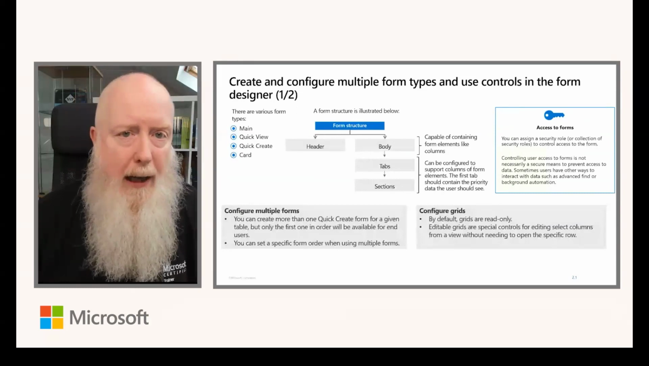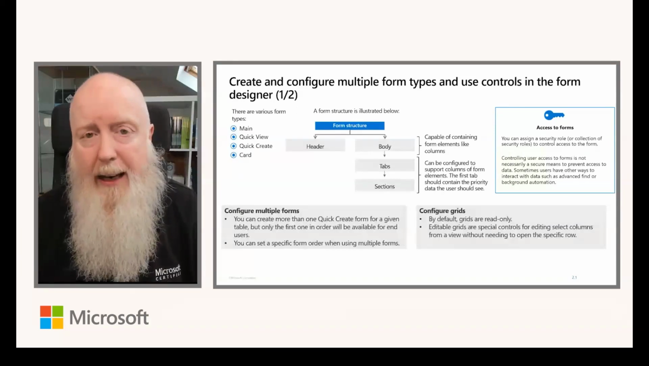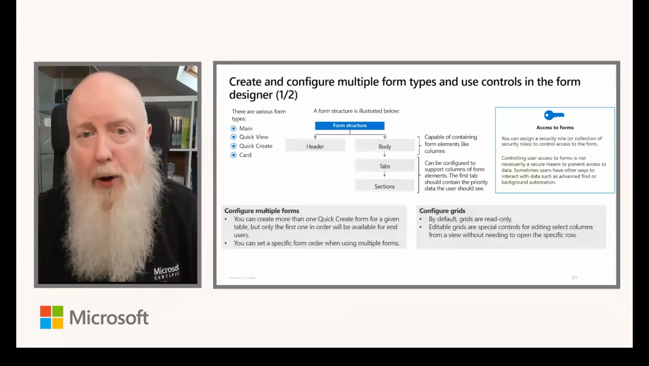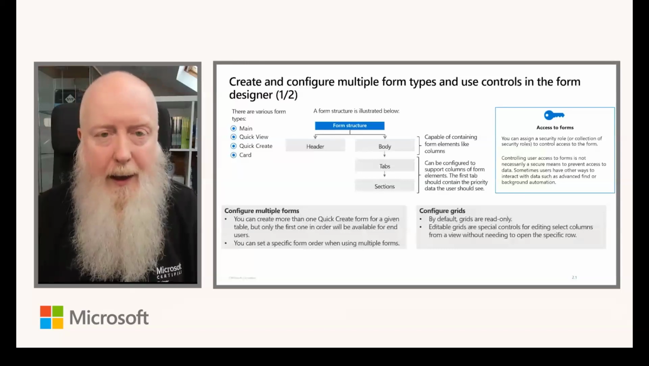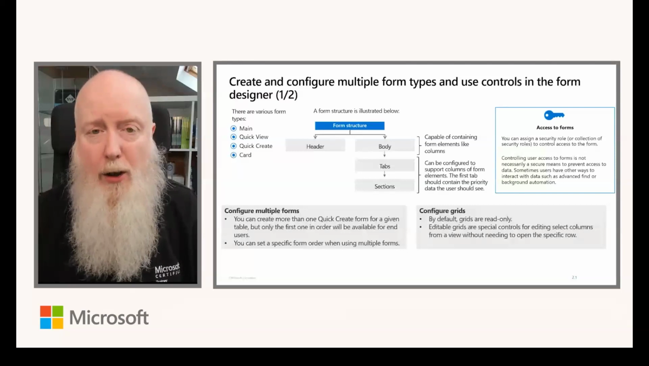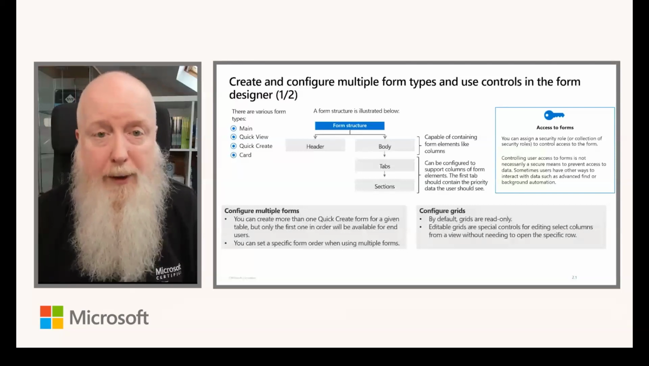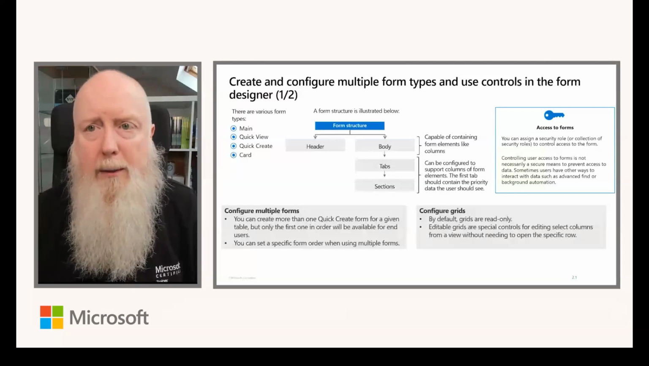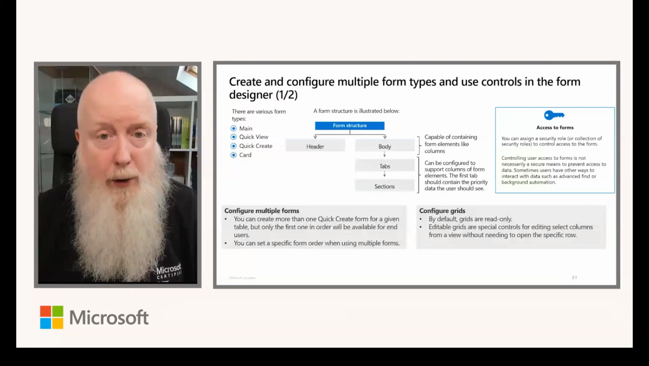In a main form, you'll have a header and then a body. And then within the body, you have tabs. And then within tabs, you have sections. And within sections, we add our controls. Those controls can either be columns for the table or some of the more advanced controls.